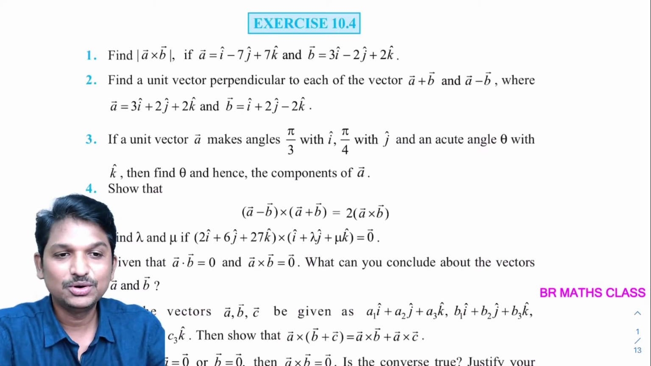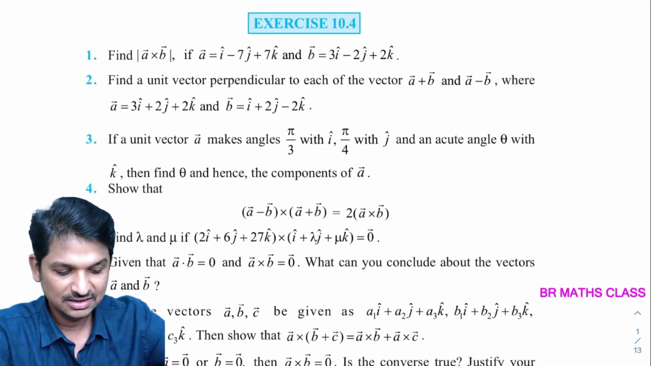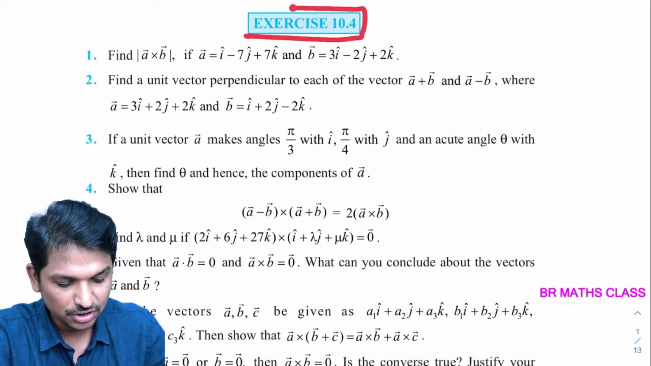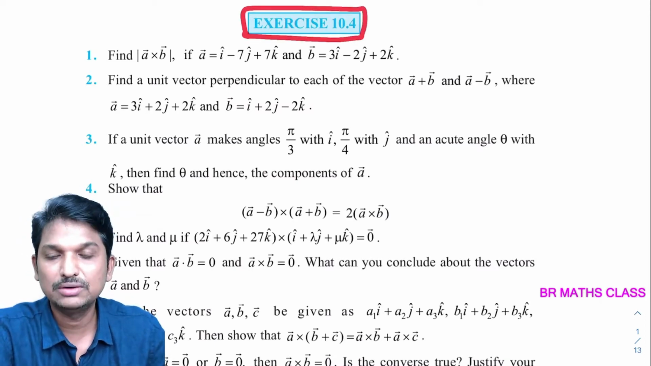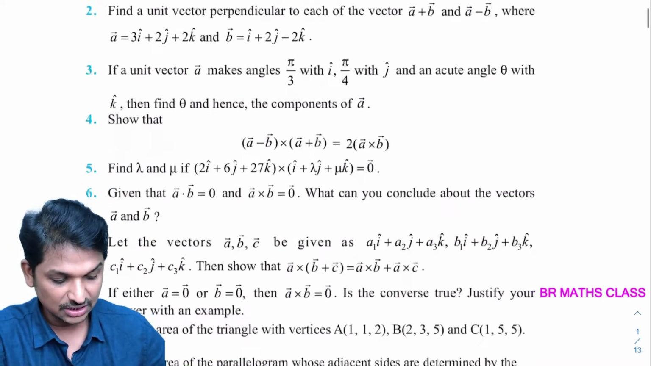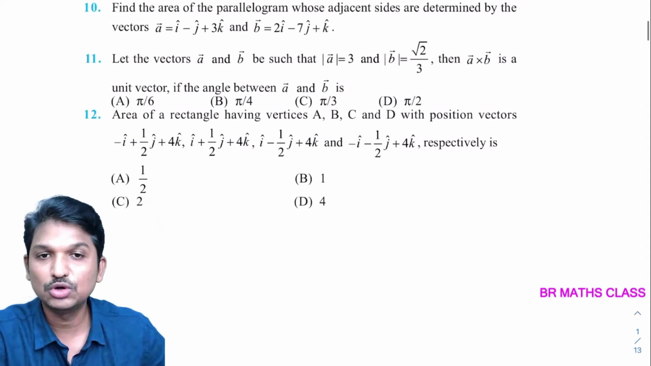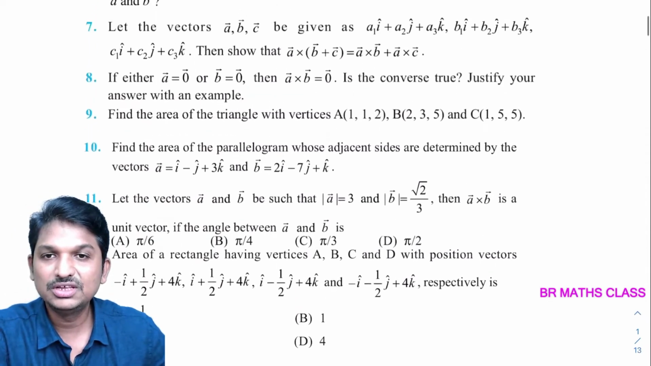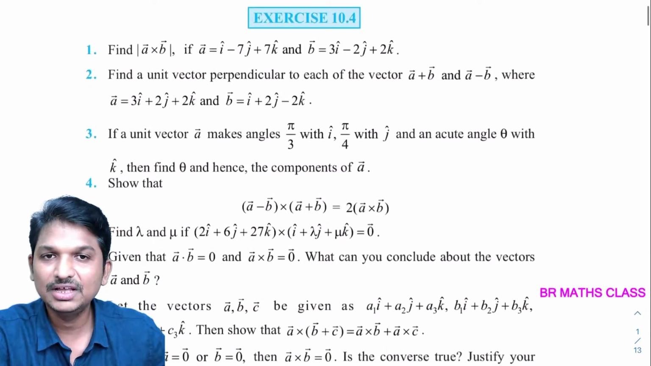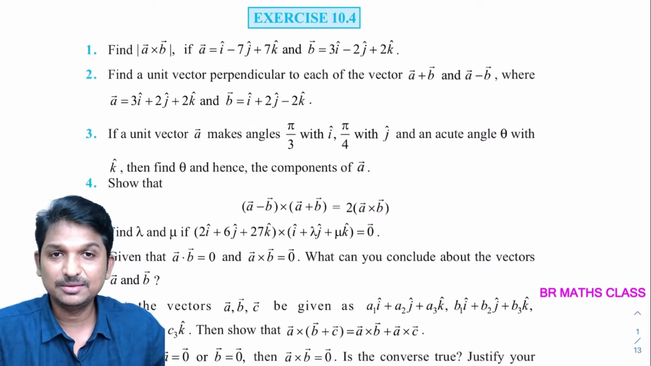Okay, so in this class, what are we going to do? You observe this is exercise number 10.4 in the vector algebra chapter, class 12 NCERT textbook. In this, total how many problems are there? Total 12 problems are there. So these 12 problems I am going to complete in this class. It may take some time.